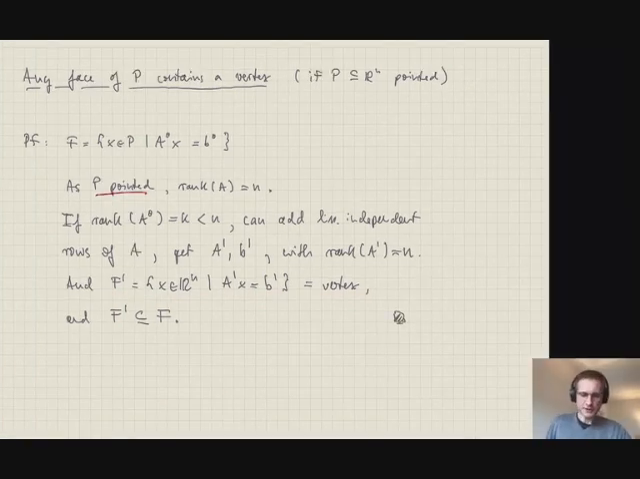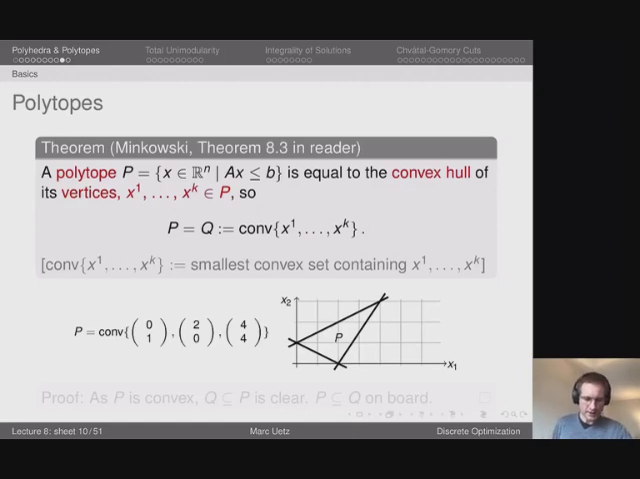Now this little proposition is an important ingredient in the proof of a very important and well-known theorem by Minkowski, and this is the statement. It's a theorem about polytopes, so bounded polyhedra, and it says that any polytope described by some linear system Ax less or equal to b is equal to the convex hull of its own vertices. Okay, so if x1 up to xk are the vertices of this polytope, then P is exactly equal to Q, and Q is defined as the convex hull of the vertices.